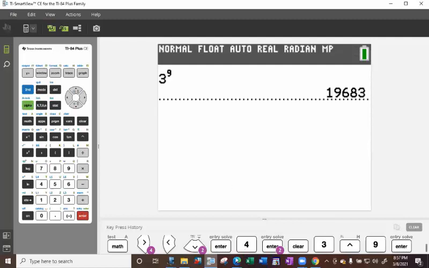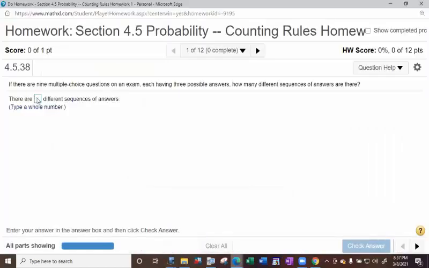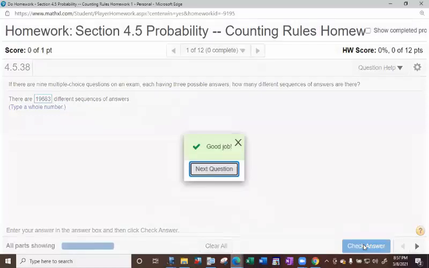$19,683. Type a whole number. That's kind of funny because the answer has got to be a whole number, so there'd be no reason to be typing anything that wasn't a whole number.